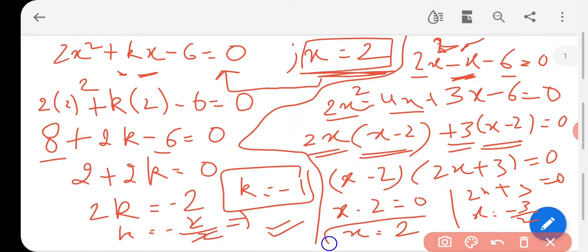One root is already given, x equal to 2, and the other root is x equal to minus 3 upon 2. So I hope this question is clear to all of you. This type of question will come in the CBSE exam, so make sure you practice this question from the NCERT as well as from the R.D. Sharma book. Yes or no?